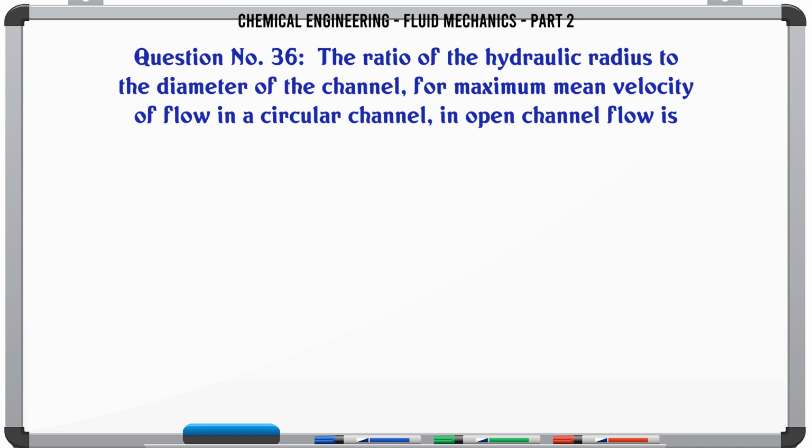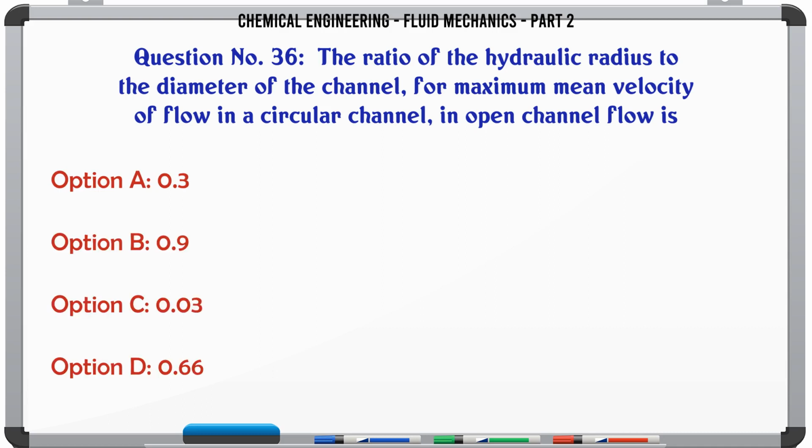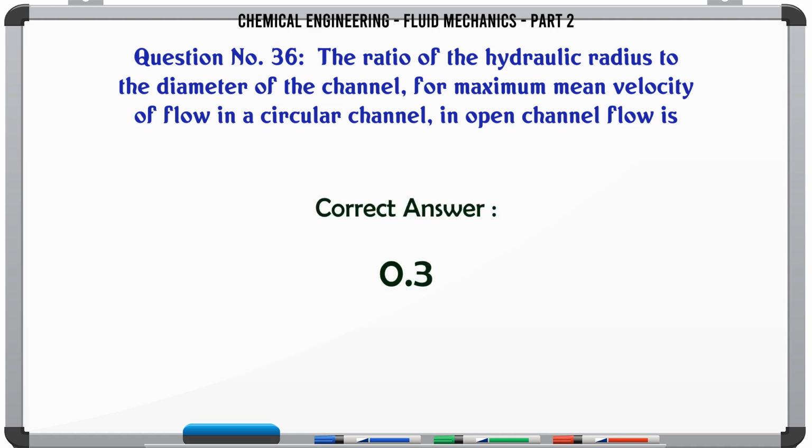The ratio of the hydraulic radius to the diameter of the channel for maximum mean velocity of flow in a circular channel in open channel flow is A. 0.3, B. 0.9, C. 0.03, D. 0.66. The correct answer is 0.3.